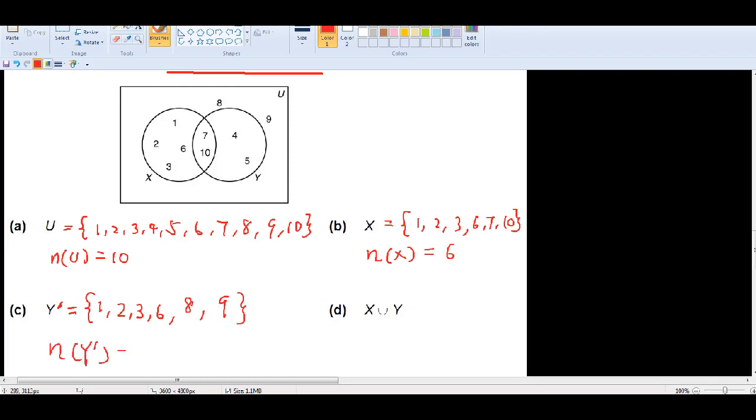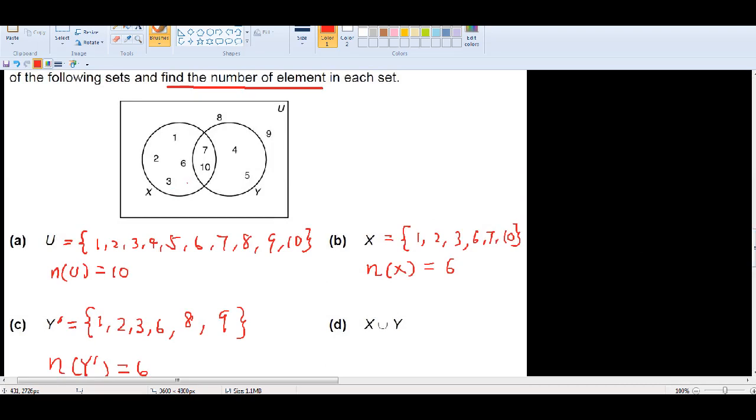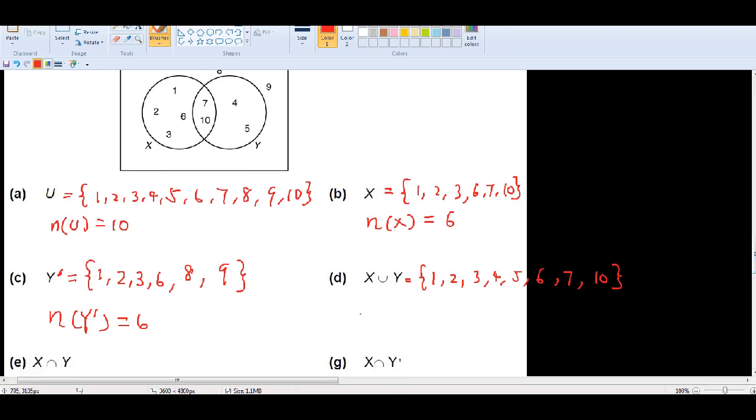Make sense? Okay, then we are going to do the union, X union Y. Remember, for the union, we collect all the elements. So you get all of them except those outside the circles of X and Y, which are 8, 9. So 1, 2, 3, 4, 5, 6, 7, 10. Except 8, 9, so there should be 8 of them.